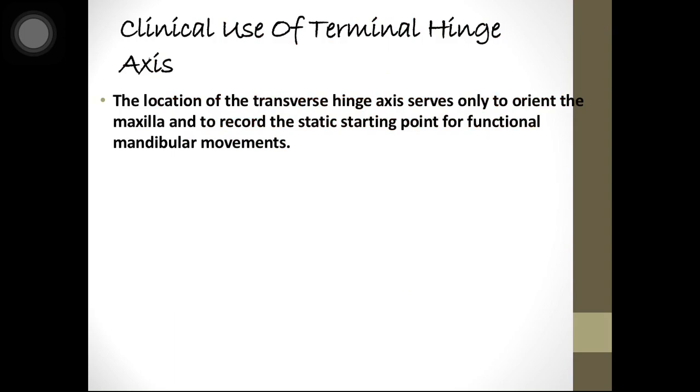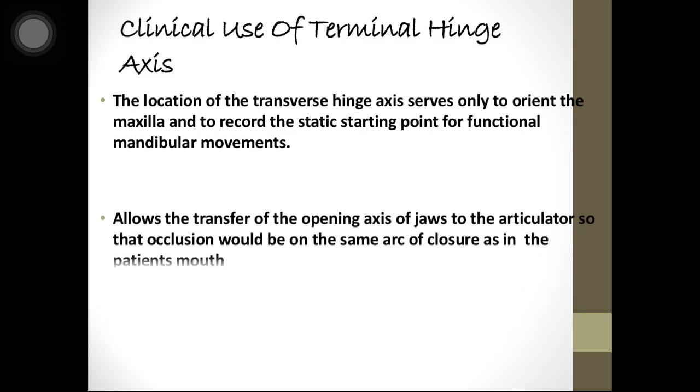So this terminal hinge axis, what is the clinical use? The location of the transverse hinge axis serves only to orient the maxilla and to record the static starting point for functional mandibular movements. We all know that the centric relation is basically that position from where all the mandibular movements start and end. So this is the importance of terminal hinge axis.